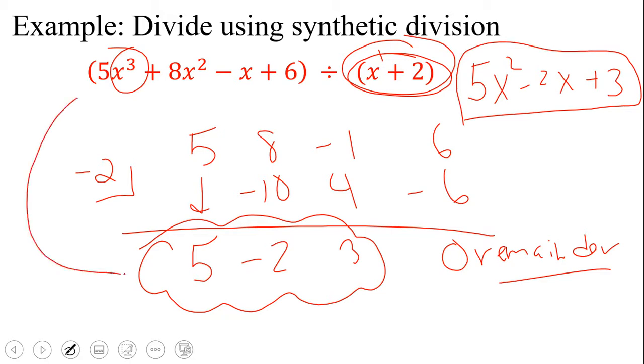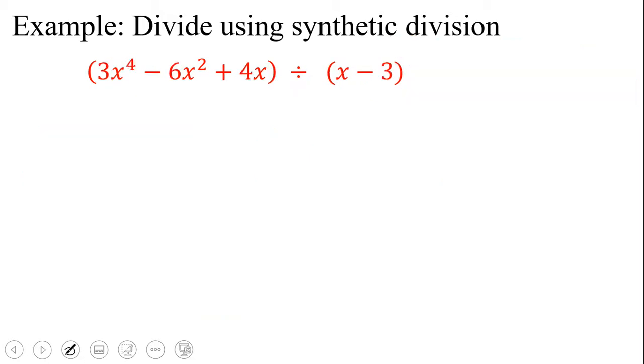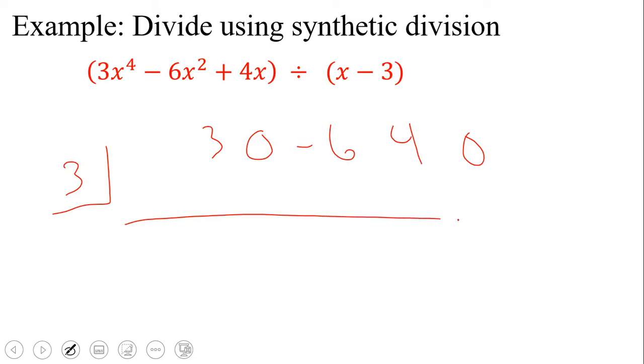So again, your quotient is always found here. These are always your coefficients of the answer, and you always start with 1 degree less than the original problem. One last example. So I want to divide this quartic by this linear, x minus 3. Notice that there are several missing terms, so I'm going to have to make sure that I use zeros accordingly. So 3 for the quartic, missing the cubic, -6 for the squared, 4 for the linear, and please make sure you do have to use a 0 for the constant.